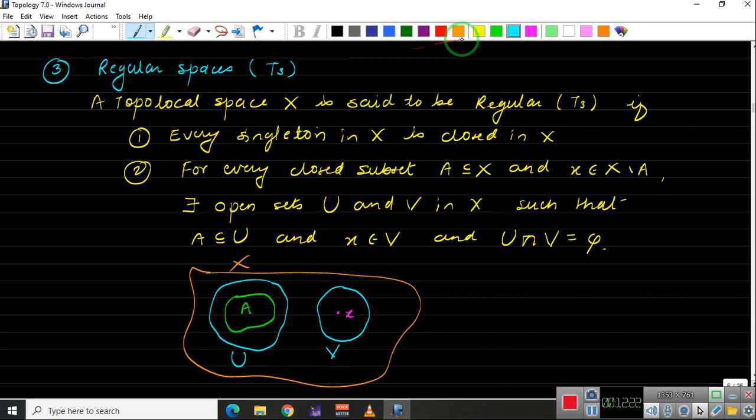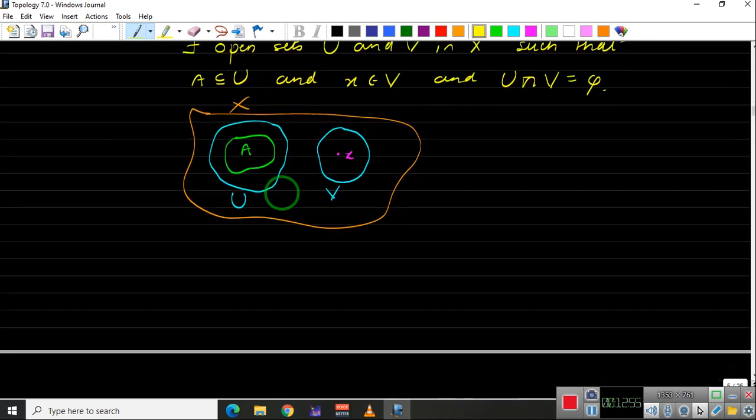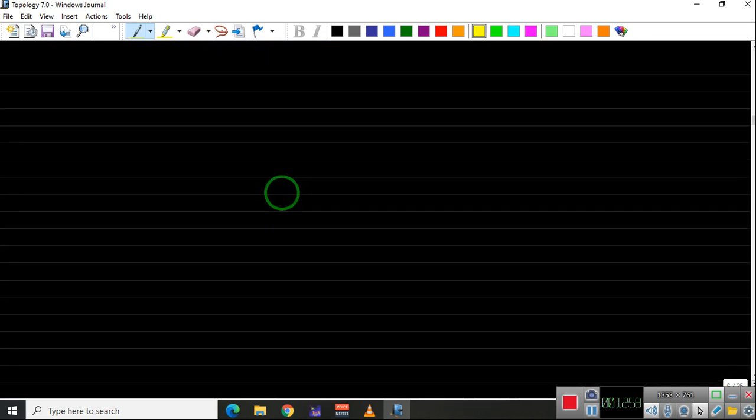Now if we compare this with Hausdorff spaces, what is the relation between regular spaces and Hausdorff spaces? What I meant to say is, is every regular space a Hausdorff space, or is every Hausdorff space a regular space, or is there no relation? It means there may be some regular space which is not Hausdorff, and there may be some Hausdorff space which is not regular. That relation we can find out. And another, let us take T4. T4 is just an extension of the space T3. Let's go for T4.